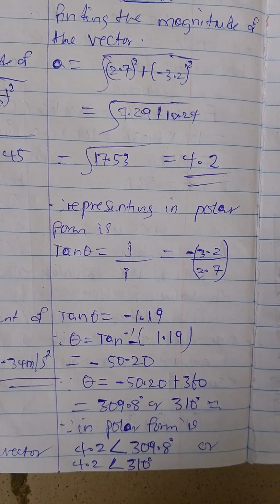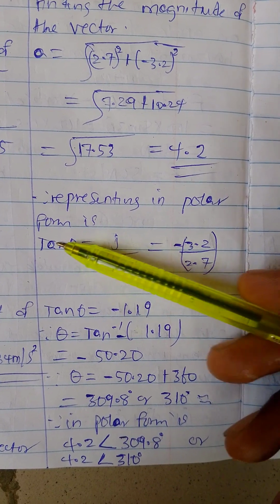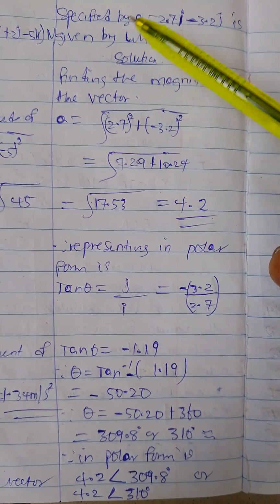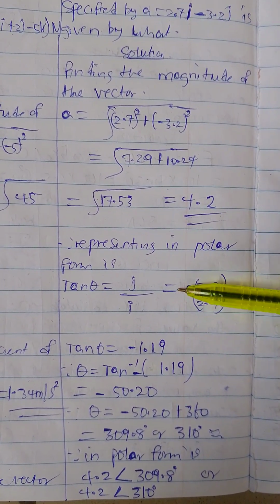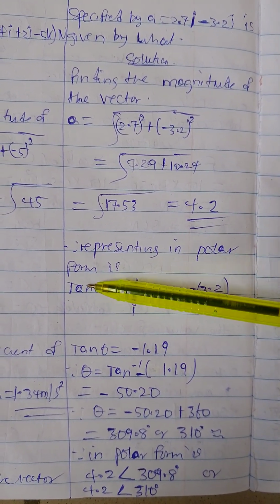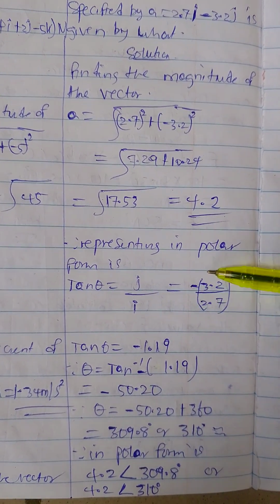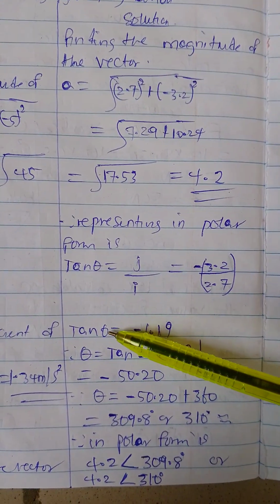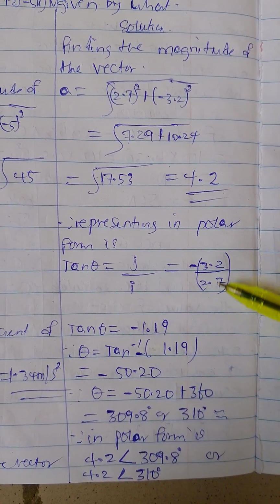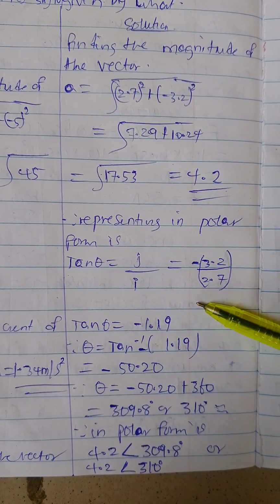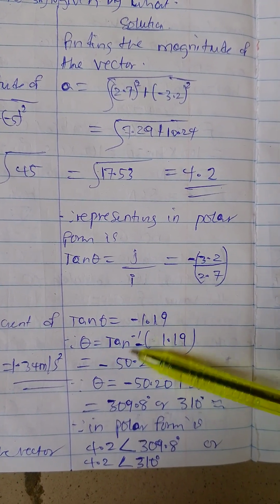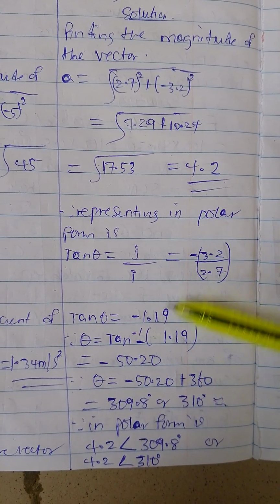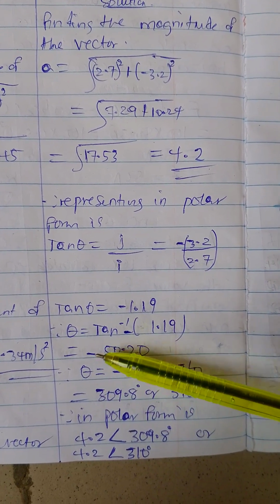Okay, now therefore representing this in polar form, tan theta is equal to j over i. Now if you check here, what's my j? My j is minus 3.2. So now I have to find the angle of this, so this minus should be outside. Then minus bracket 3.2 all over i, which is 2.7. So tan theta is equal to, if you divide 3.2 over 2.7, 1.19. Now therefore theta alone will be tan inverse of 1.19, which is 50.2. So therefore attach your minus.